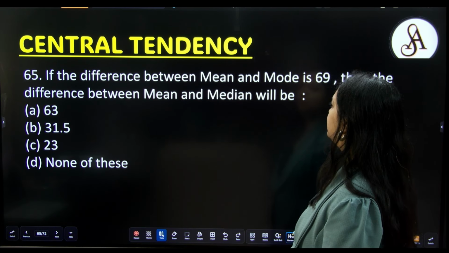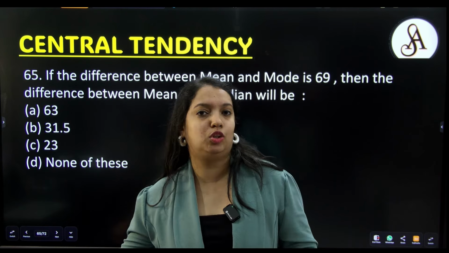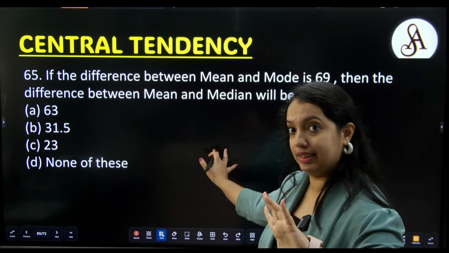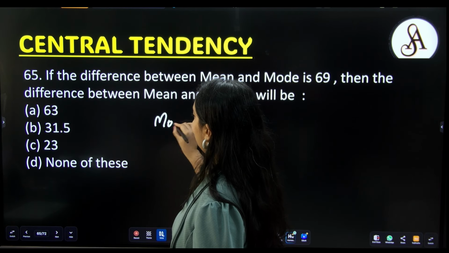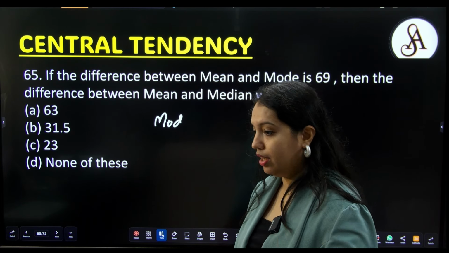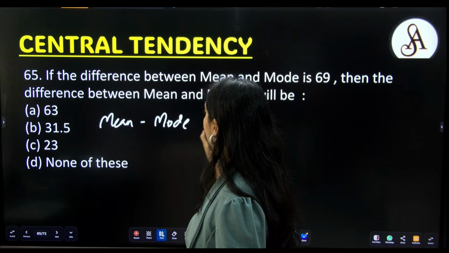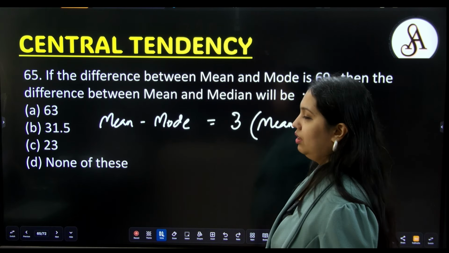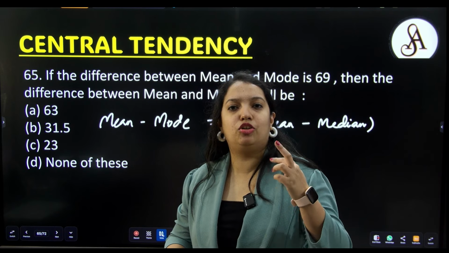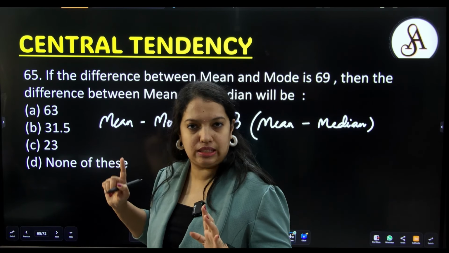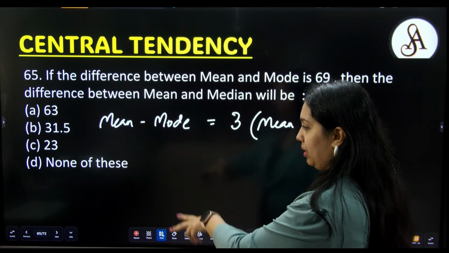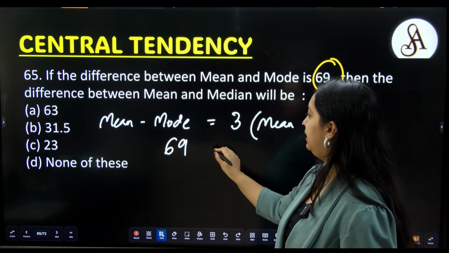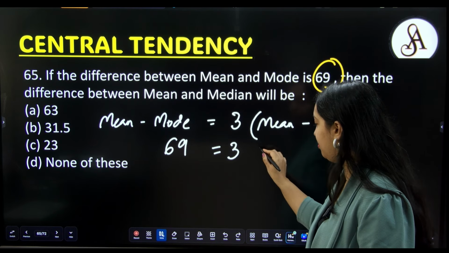Next, if the difference between mean and mode is 69, this question was asked even in our RTP of Jan 2026, and this question has also been asked in the examination twice. The same question. We have learned the empirical relationship between mean, median, mode. If you remember it, mean minus mode is equal to 3 times of mean minus median. This is the formula. There is one more, 3 times of median minus 2 times of mode is equal to mean. You can use that formula as well. But this is the empirical relationship formula where the left hand side difference between mean and mode is given as 69. Right hand side, difference between mean and median is dash.